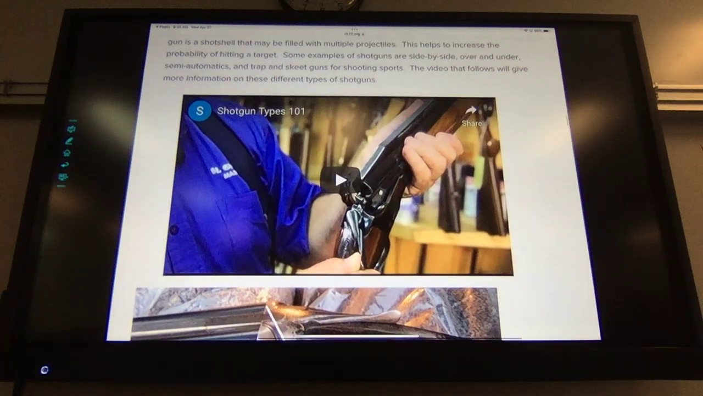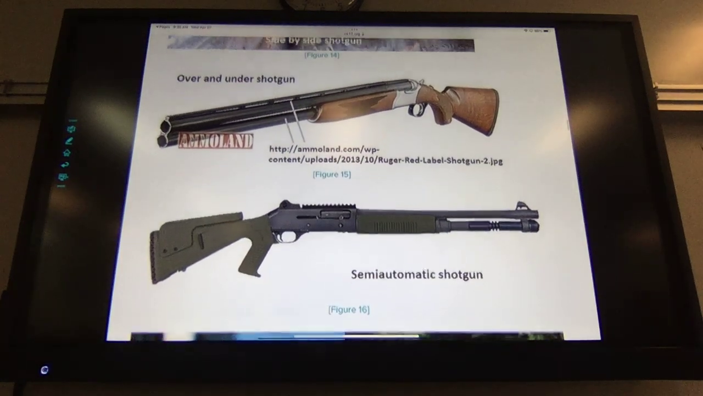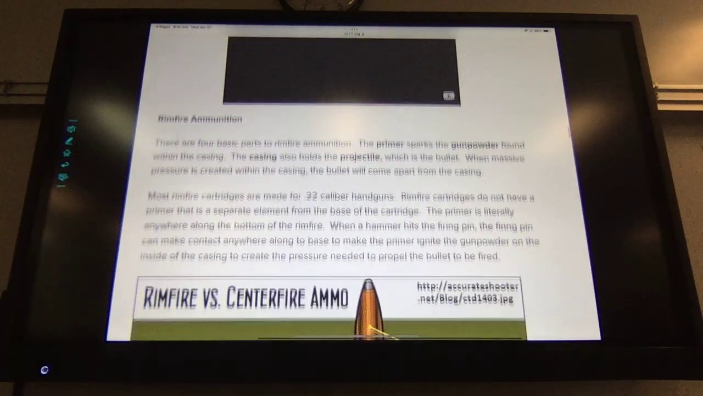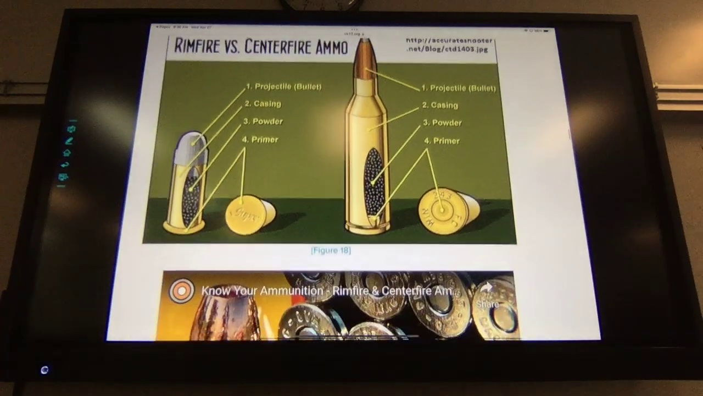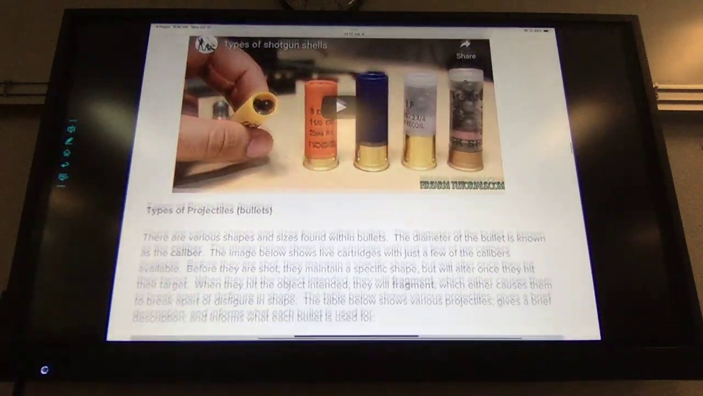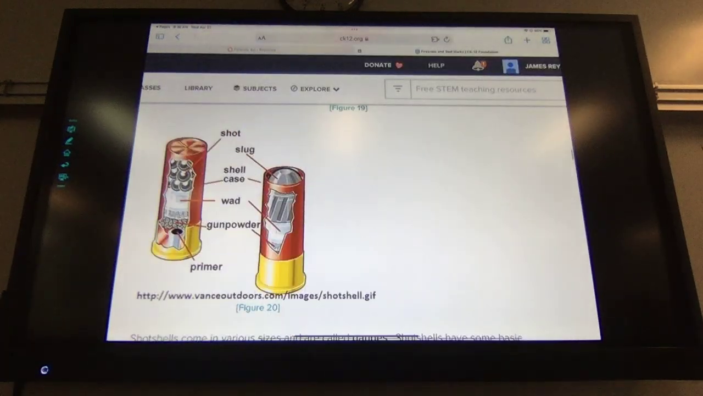Shotguns don't have rifling. It's a clear barrel. You can't identify shot. It's actually little BBs. They do not get any forensic value on it to identify it to one particular gun. It's only rifles and handguns. So that's what a shotgun looks like.